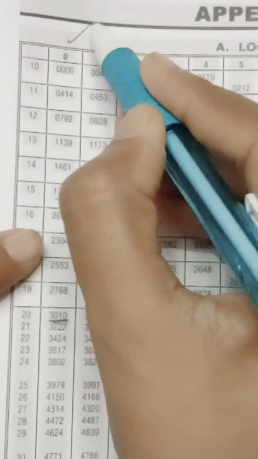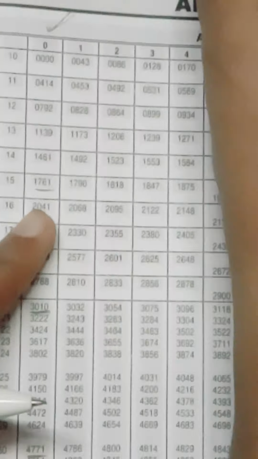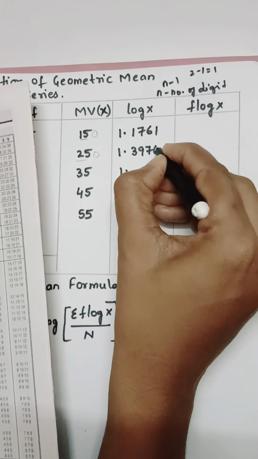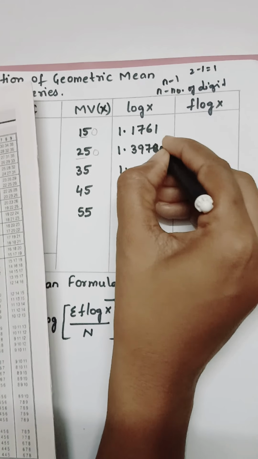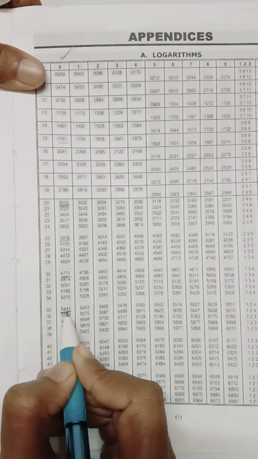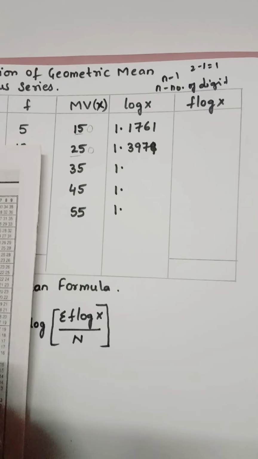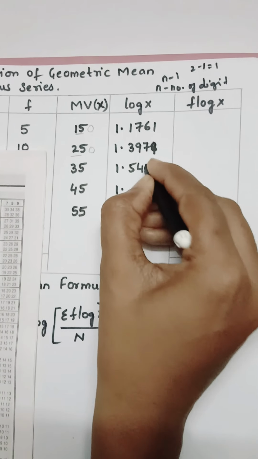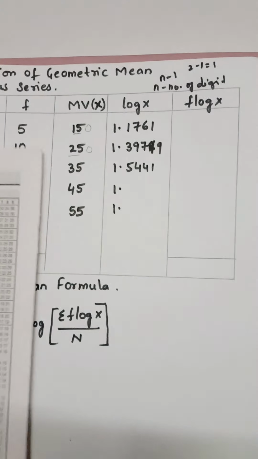15 at 0 is 1761. Next, 25 at 0. Look at the 25: 25 at 0 is 3979. Next, 35 at 0 is 5441.